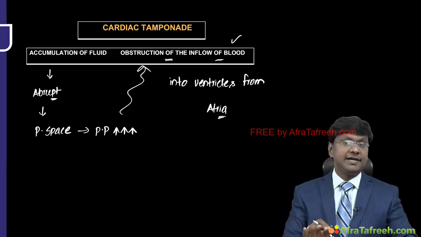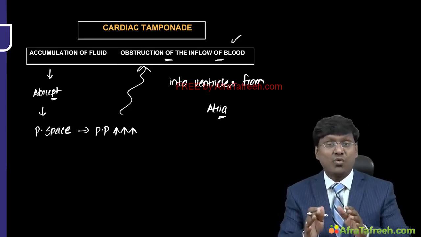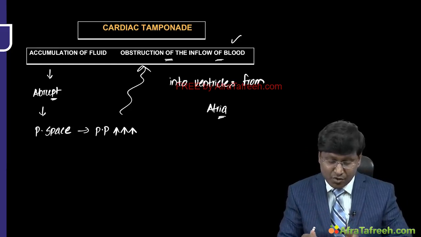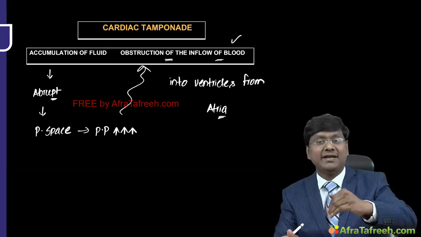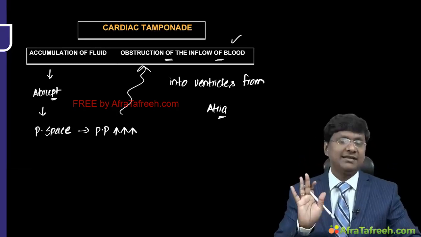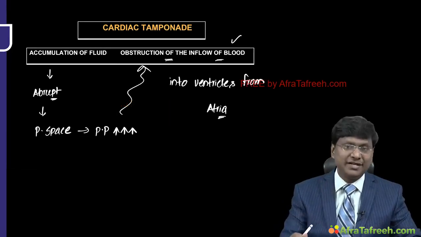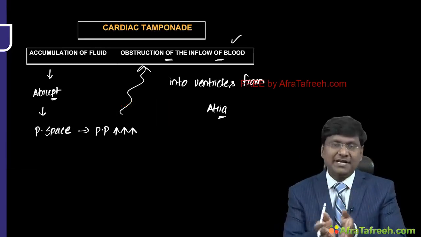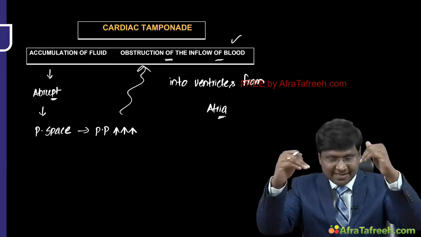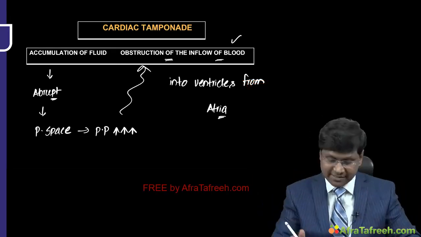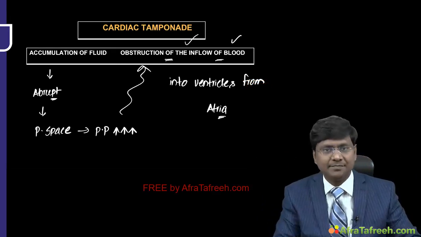So in patients with cardiac tamponade, the accumulation of the fluid in the pericardial space is in a quantity which is sufficient to cause a very serious obstruction of the inflow of the blood from atria to the ventricles, that is what is your cardiac tamponade. So why is there an obstruction to the inflow of the blood? Because the pericardial pressure is elevated and ventricles are unable to relax, and that is the reason why atria are unable to send the blood. That is nothing but the obstruction of inflow of the blood into the ventricle, right?